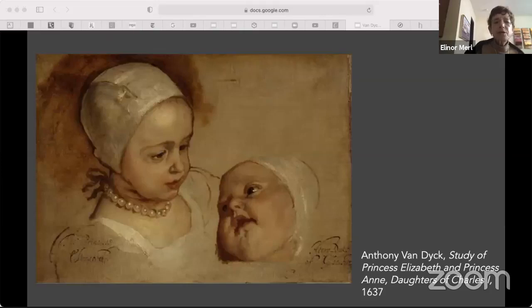Here's a study for the prior painting of the 2 youngest children of Charles I. Sadly, both died. Princess Elizabeth at age 15 and Princess Anne at age 3, also of tuberculosis.